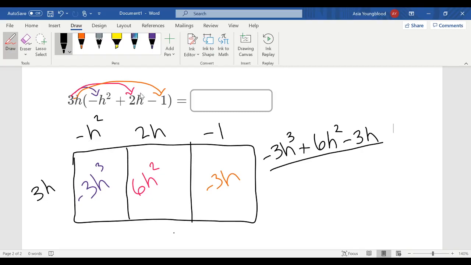For our second distribution, we did 3h times 2h. 3h times 2h got us 6h squared. And for our third distribution, we did 3h times -1. 3h times -1 gets us -3h. So then my students in class helped me put it all together for our final answer to be -3h cubed plus 6h squared minus 3h.